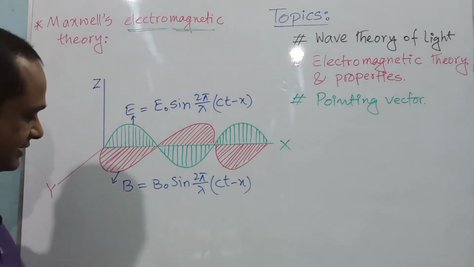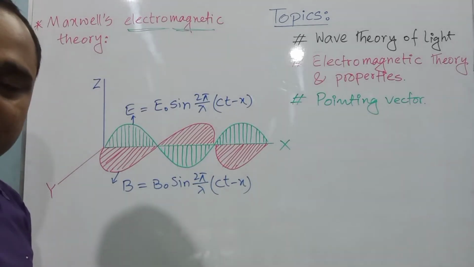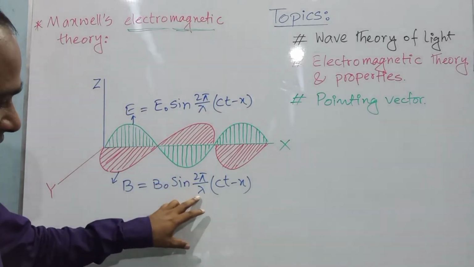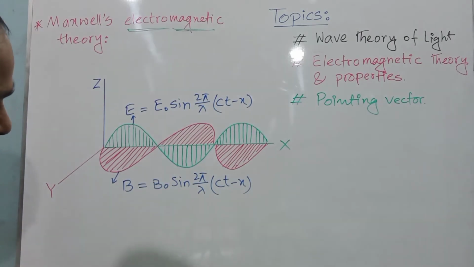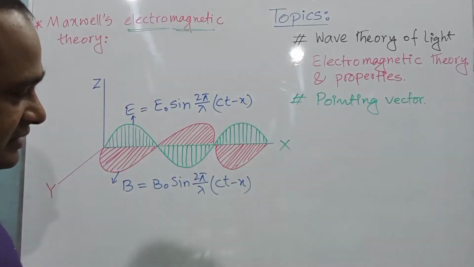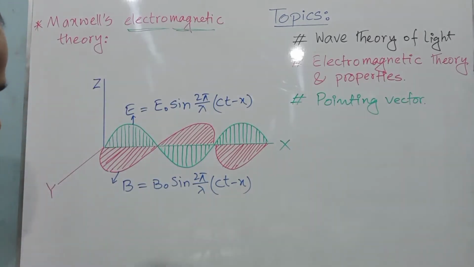Similarly, B is the magnetic field at any moment. B naught is the maximum value of the magnetic field, which is also known as the amplitude of the magnetic field, twice pi by lambda is the wavelength of the wave, c is the speed of the electromagnetic wave, and similarly x is the distance, right? Dear student, now we can see a video to realize this phenomenon more clearly.